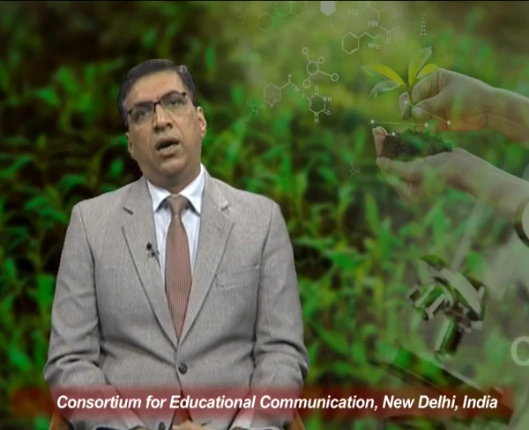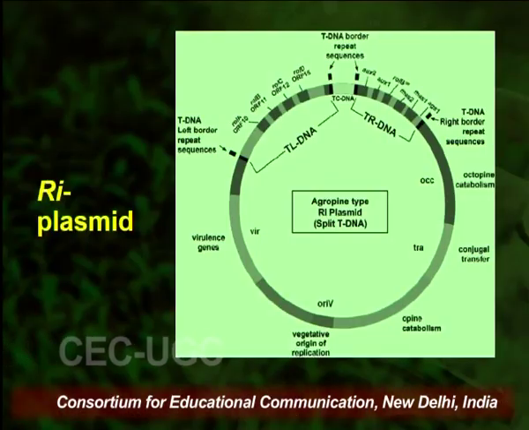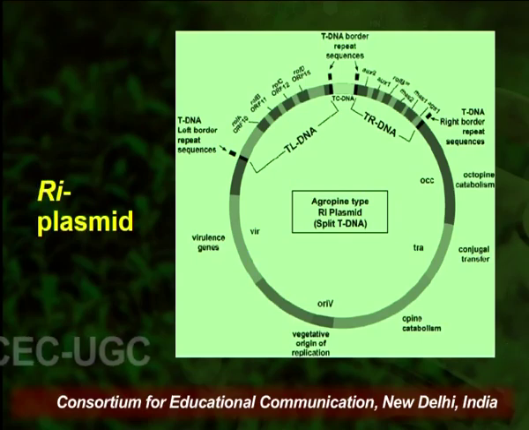Apart from this tDNA, the other zone in the plasmid is the virulence gene zone, or we call them vir genes. These genes help in transferring the tDNA into the plant cell. And then we also have opine catabolism genes, which are responsible for the catabolism of opines. There are certain genes which are responsible for the metabolism of opines and so on and so forth. So, by and large, we can say that the RI plasmid is broadly categorized into the tDNA region, vir genes and the opine catabolism or metabolism gene areas.